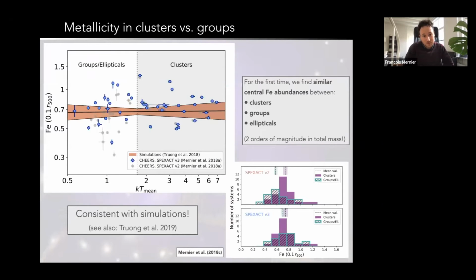But more recently, what we did is that we took the latest SPEX version, which was updated thanks to the beautiful results of Hitomi, which really allowed a new update in the spectral code. We took a sample of clusters, groups and ellipticals with XMM-Newton, and we redid this exercise. This time with this updated version, we found that on average, groups, ellipticals, and clusters are similarly enriched, which also matches the simulations really well, as you can see here in red. Of course, you have a lot of scatter because each cluster or each group has its own chemical history, but on average you don't really have a clear trend here. You can also see the difference between spectral codes for groups and for clusters in this plot here.